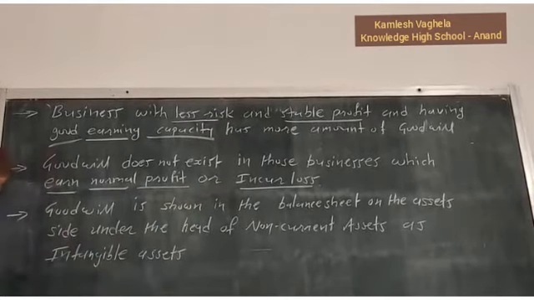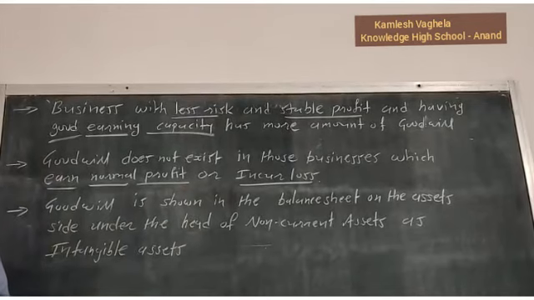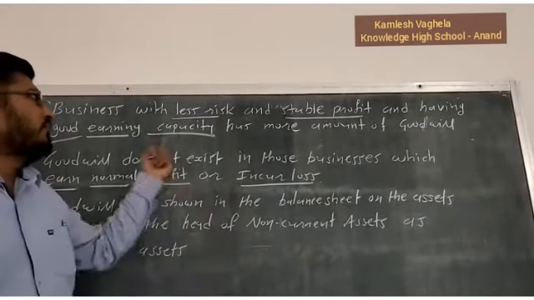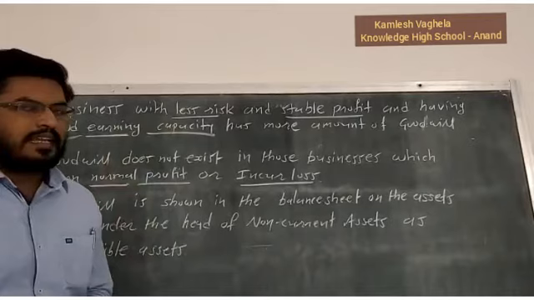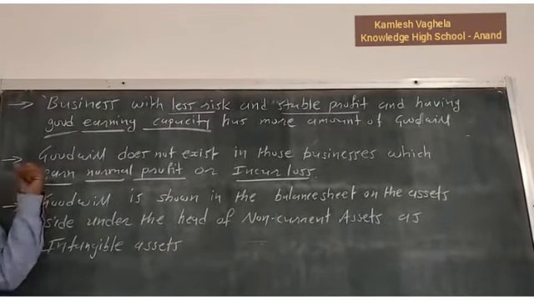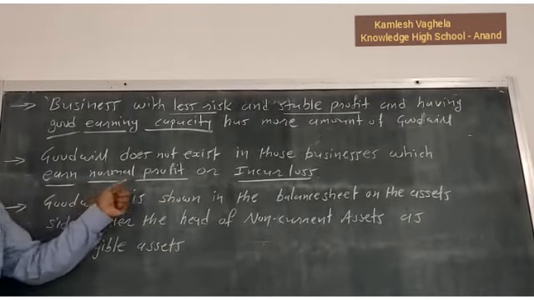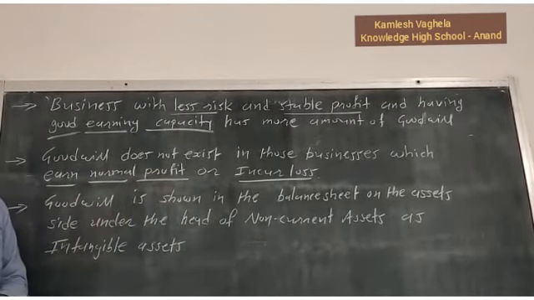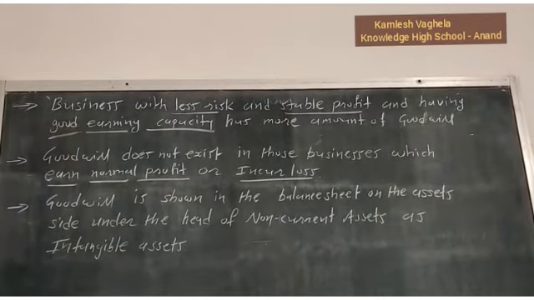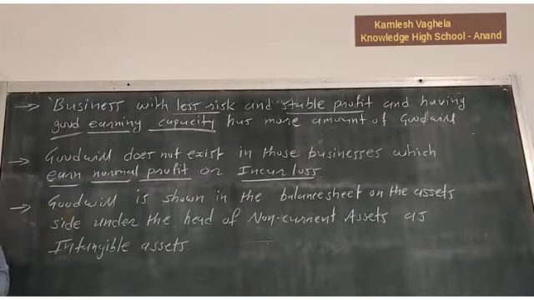So there is a question, okay, which firm has value of goodwill? So what is the answer? A firm which has less risk and stable profit and good earning capacity. And which firm does not have goodwill? The firm which earns normal profit or incurs loss. Okay, this question is asked many times in the exam. Remember. Now, where is goodwill shown in the balance sheet?